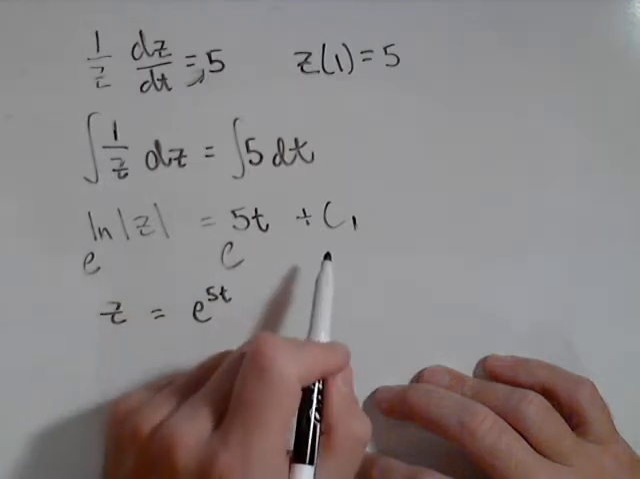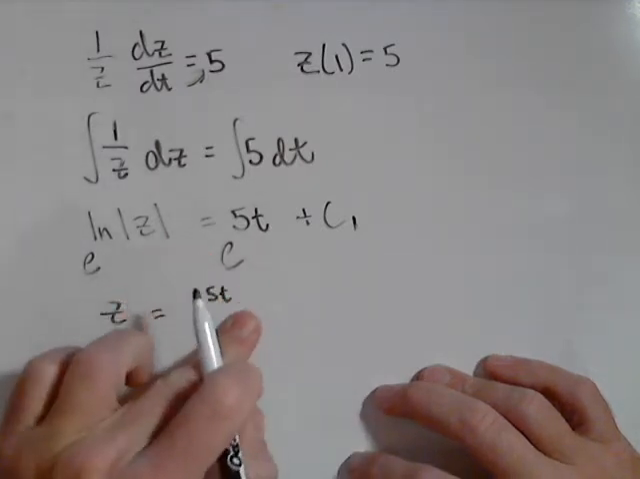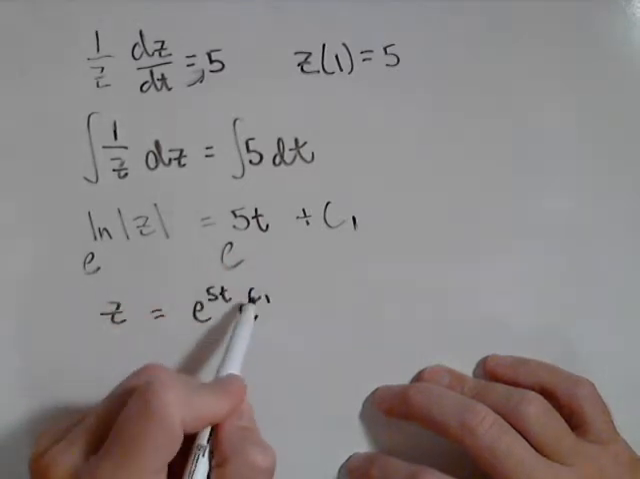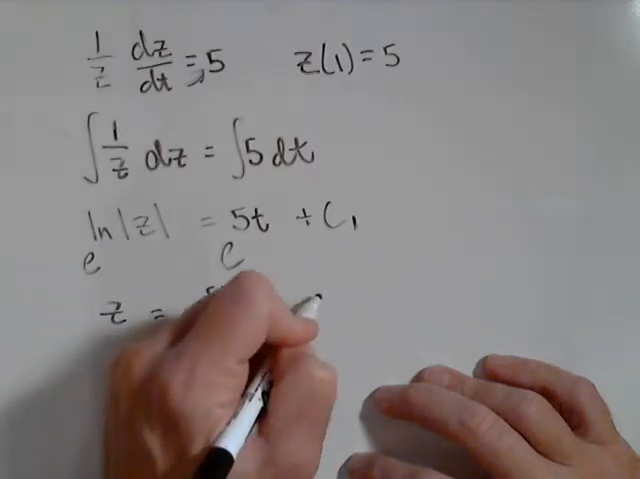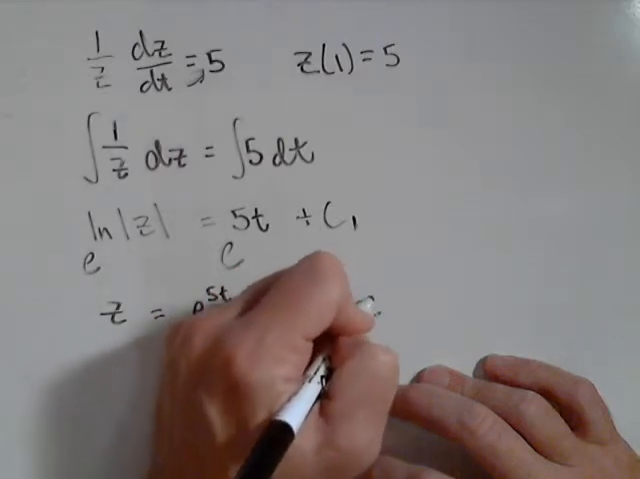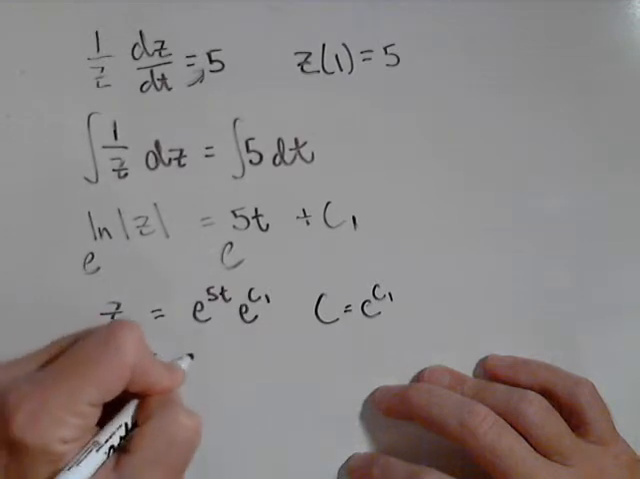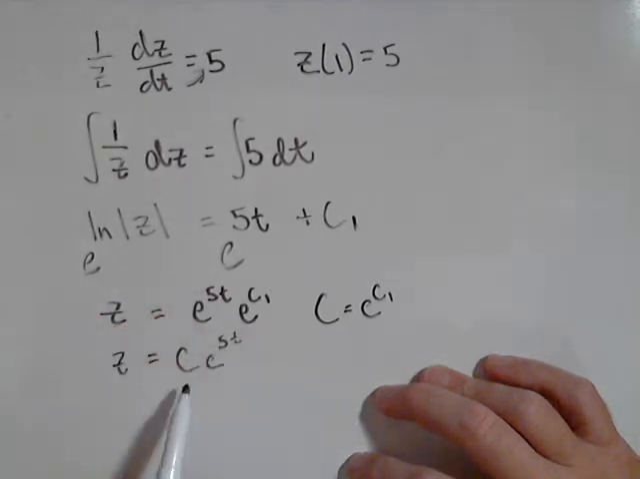But by properties of exponents, I could write that as e to the 5t times e to the c1. Now e to the c1 is also just a constant, so I'm going to absorb that into another constant. I'll call that one c. So c is going to be equal to e to the c1. So I have z equals c e to the 5t. And there is the general solution to my differential equation. It's a family of functions.